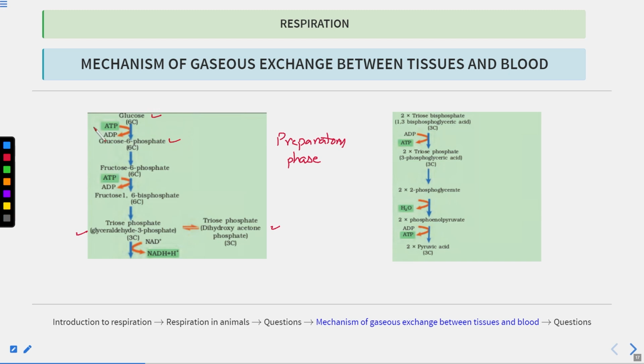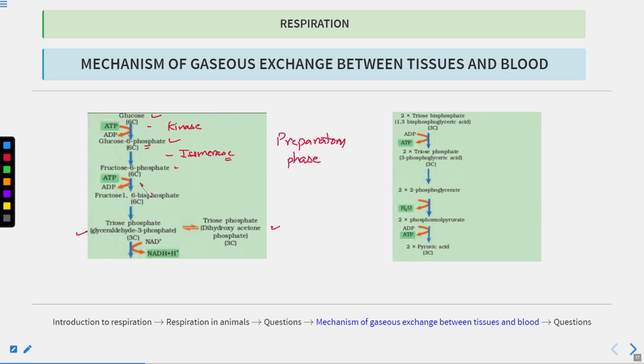Here ATP is utilized and converted into ADP, and the phosphate attaches to the glucose molecule, forming glucose 6-phosphate. Now glucose 6-phosphate isomerizes into fructose 6-phosphate. Here isomerase enzymes are involved, and in the previous step kinase enzymes are involved.